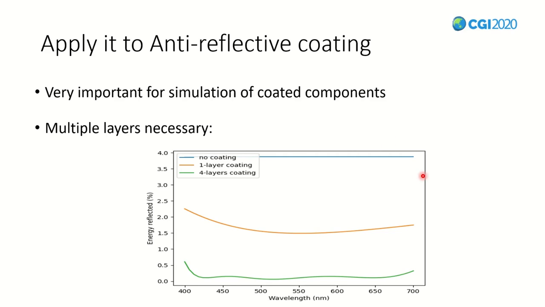On the graph right here, you see the reflection in energy for an air glass interface at normal incidence. In blue right here, when there is no coating, you have about a 4% reflection. When you use one layer, you can go down to about 2%. But if you want to have a highly efficient anti-reflective coating, you need to add more layers than that. And at about 4 layers right here, you can see that you're almost at 0% over the full visible spectrum.